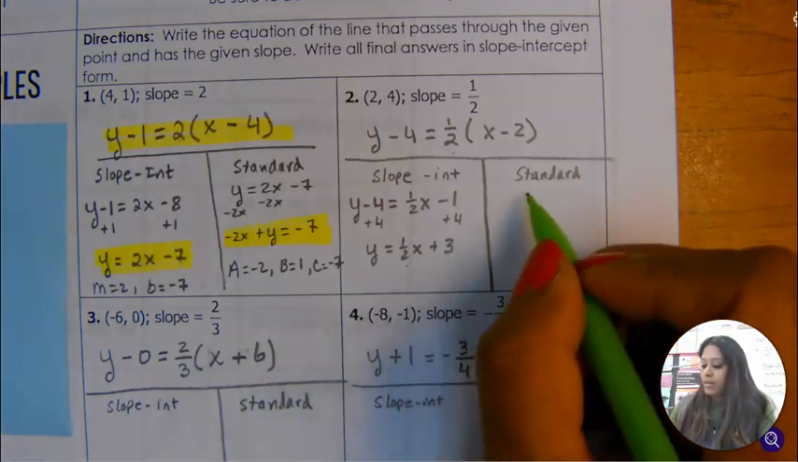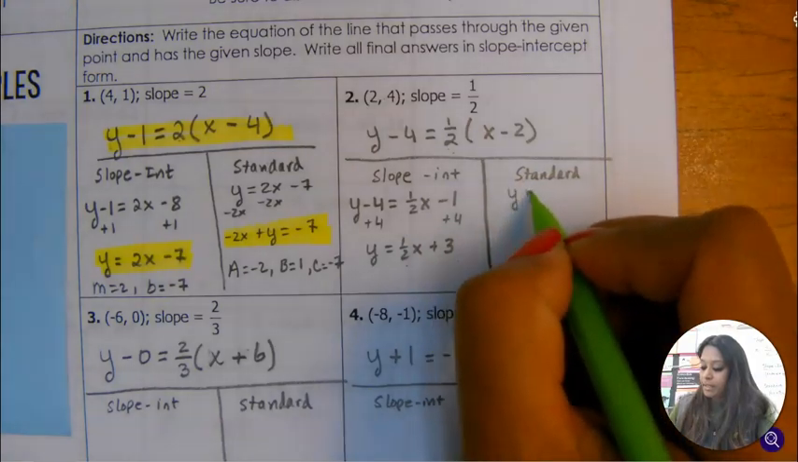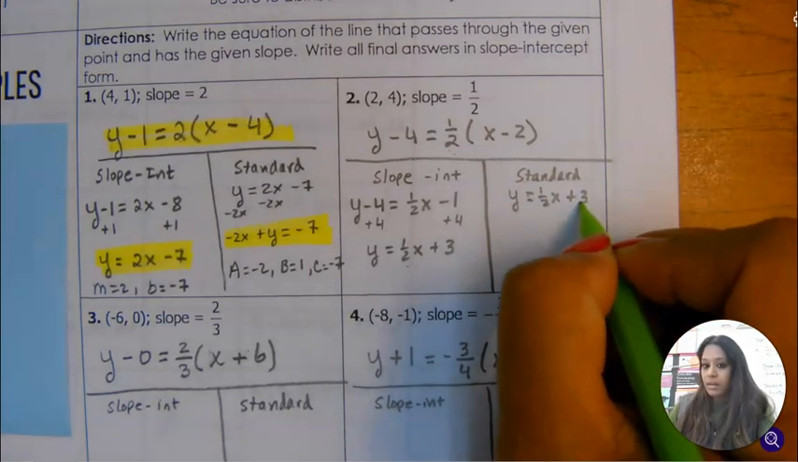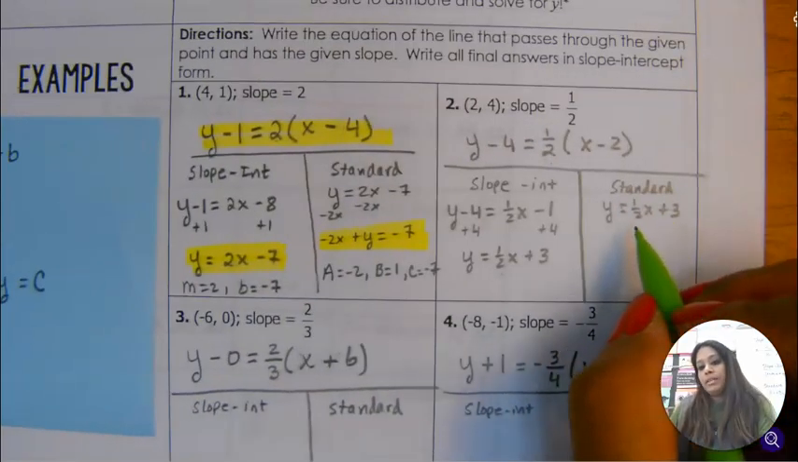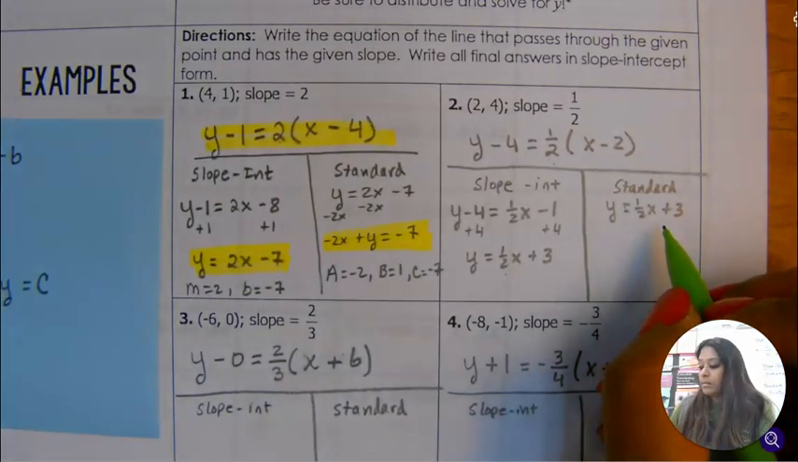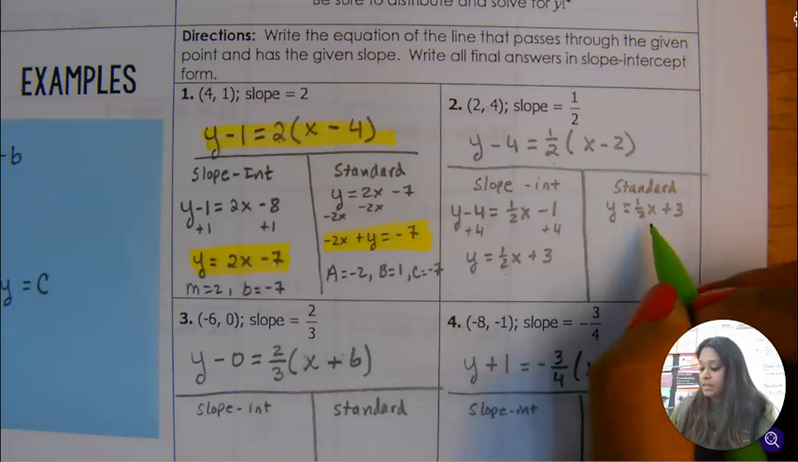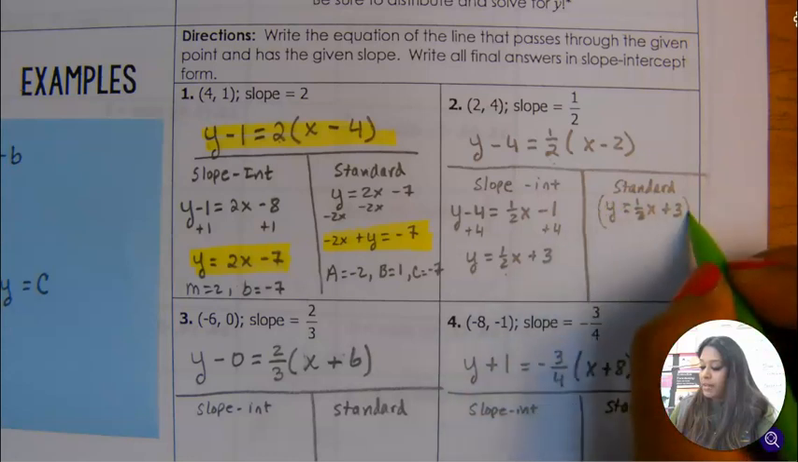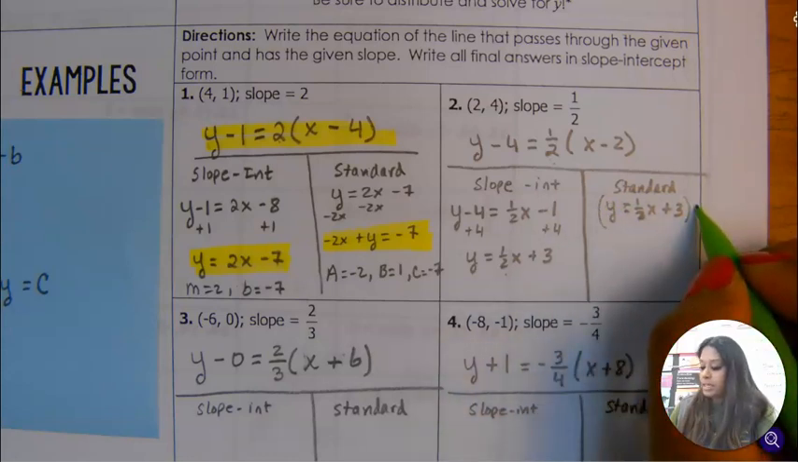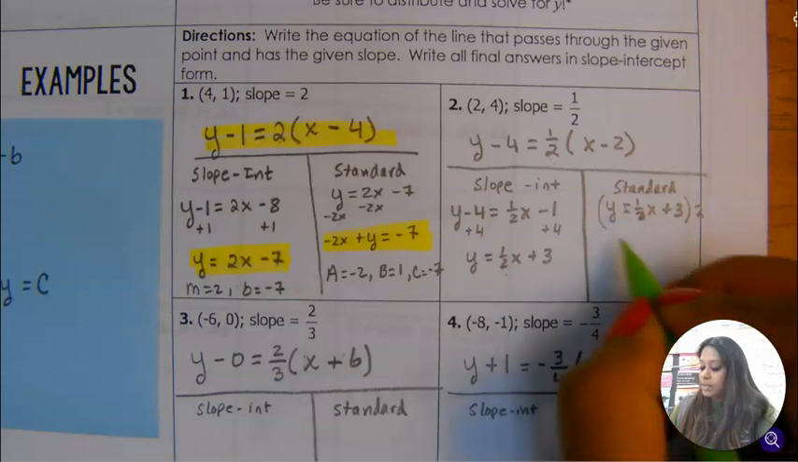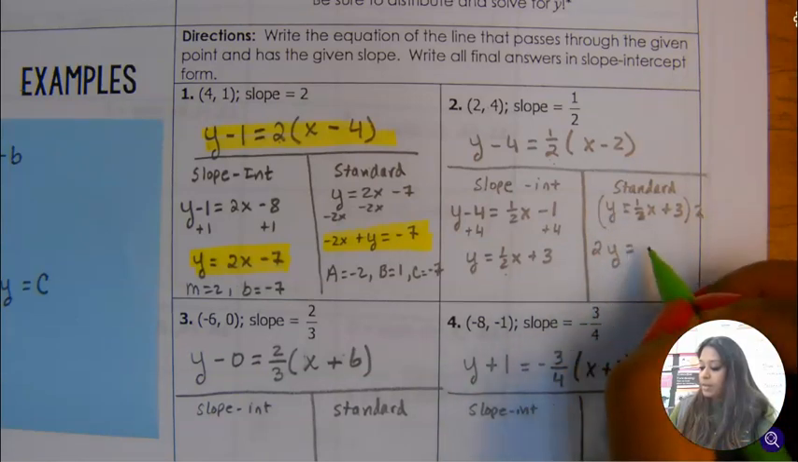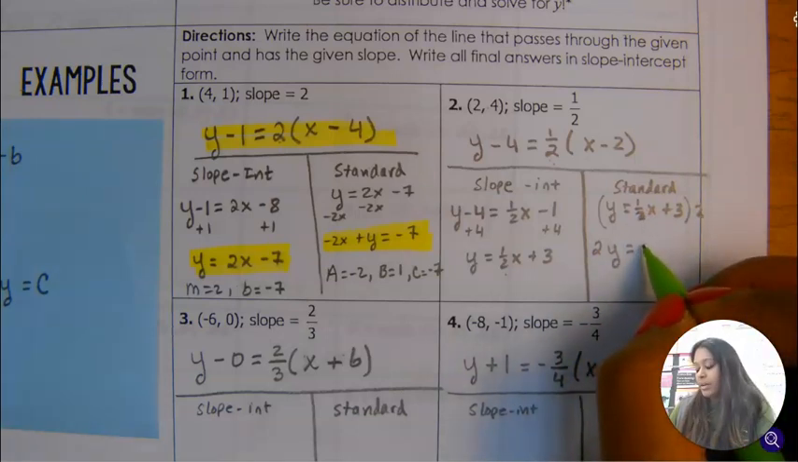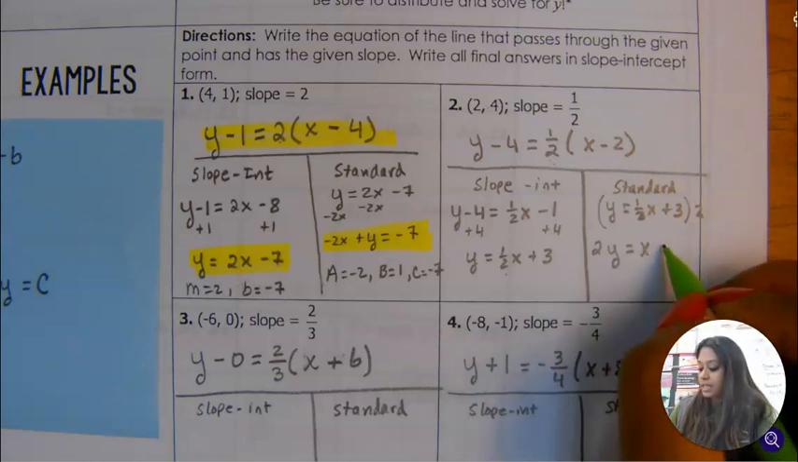Now we're going to convert that into standard form. Let me just copy that over real quick. Okay, so when we want something in standard form, we don't want fractions. So to get rid of this fraction, we can go ahead and multiply everything by whatever is in the denominator, which is a 2. So y times 2 is 2y equals 1/2 times 2, that's just 1, the 2's cancel out, so that's just 1x, so just x. And then 3 times 2 is 6.